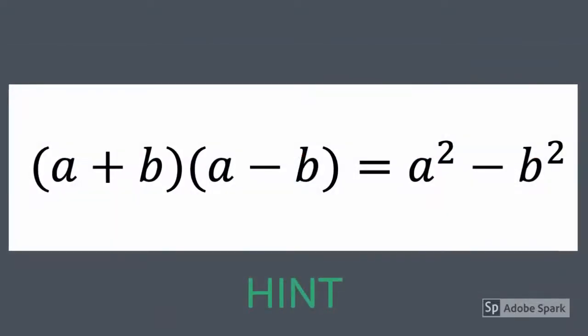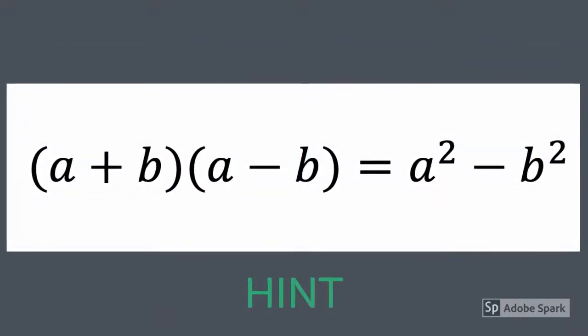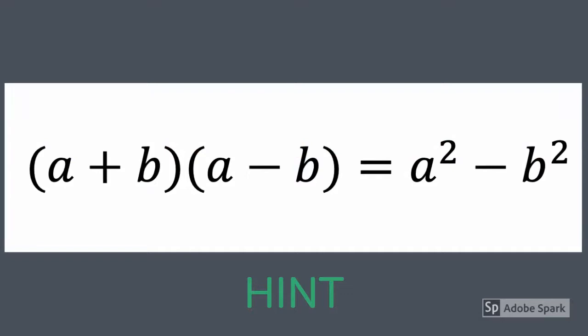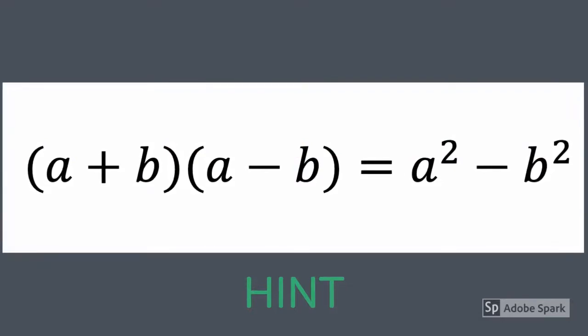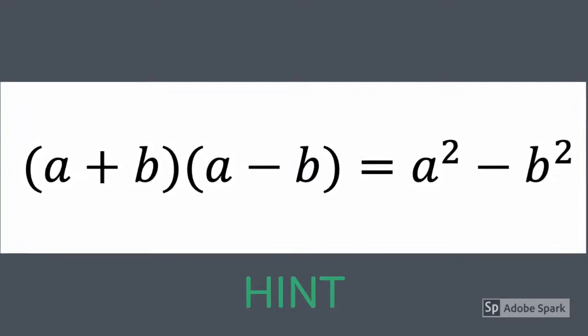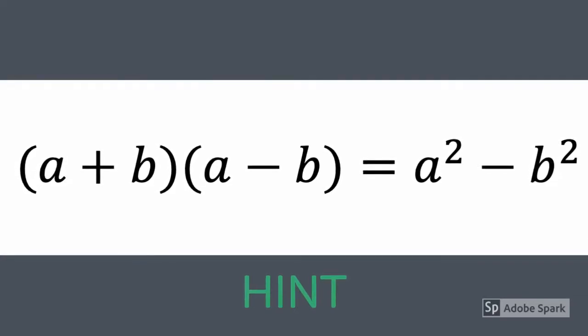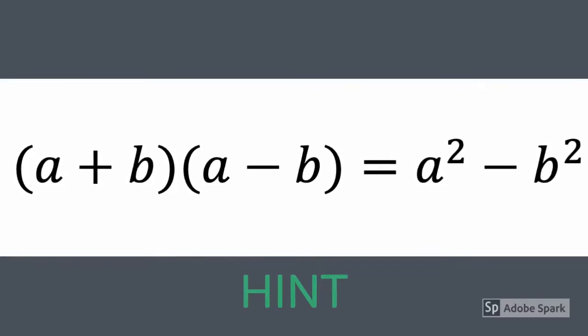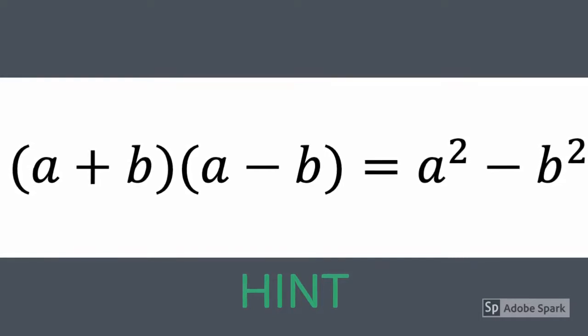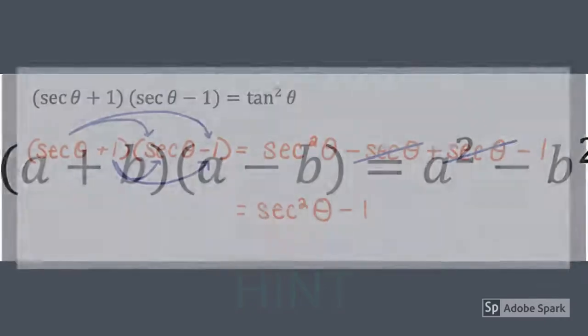A little hint before we move on. In that problem, when you saw secant plus 1 and secant minus 1, that should have reminded you of the difference of two squares multiplying shortcut. Every time you're multiplying two parentheses together and the two terms are the same but the signs are different in the middle, those middle terms are always going to cancel out when you multiply. So your answer is really just going to be the first thing, like the a squared, minus the second thing, the b squared. You don't have to worry about the terms in the middle.